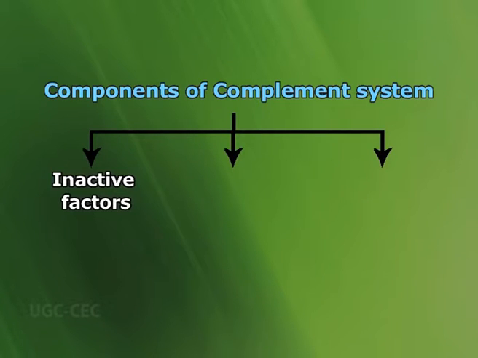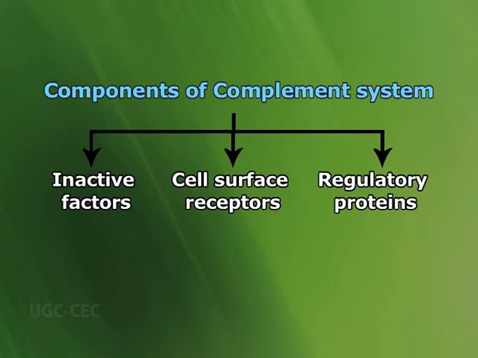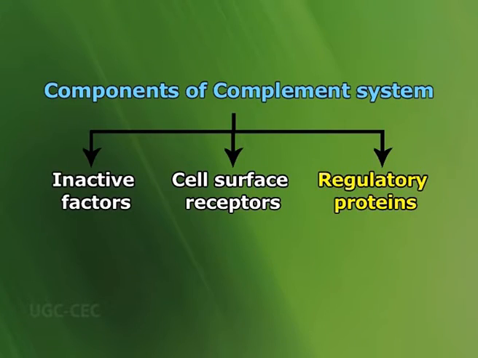The components of the complement system involve inactive factors, cell surface receptors, and regulatory proteins. Talking about each one: the inactive factors are present in the serum and body fluids and can activate each other in an enzyme cascade. Cell surface receptors, denoted as CR, are responsible for binding the activated complement components, whereas regulatory proteins are both soluble and cell surface bound. They are necessary to prevent uncontrolled complement activation.